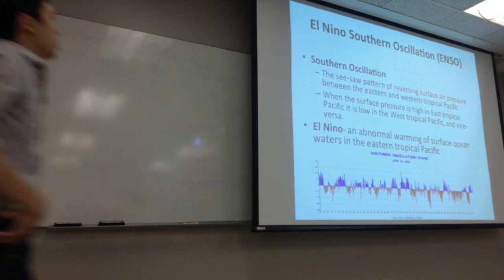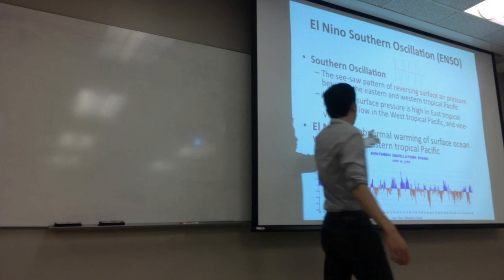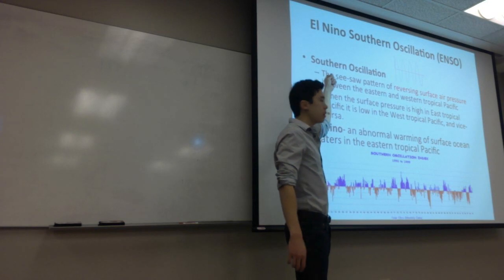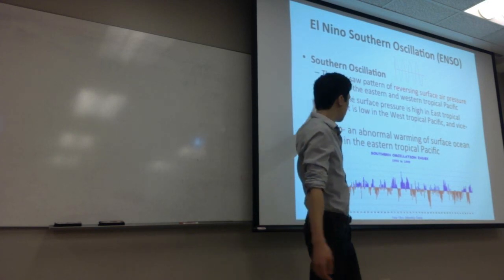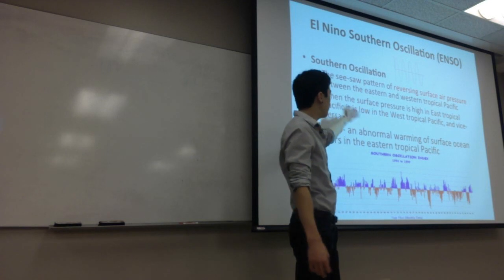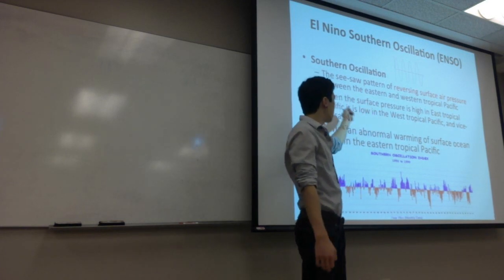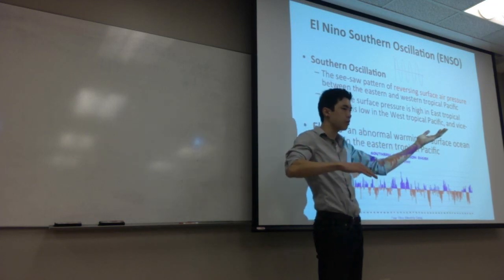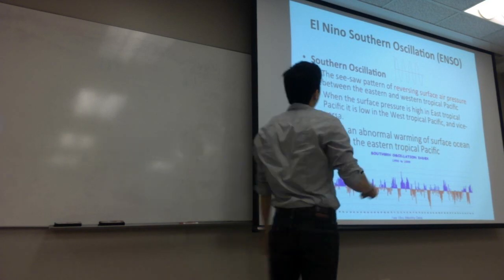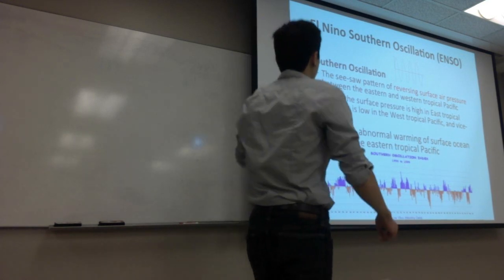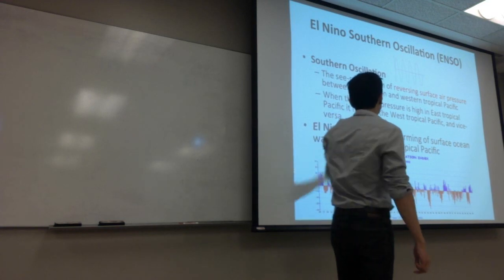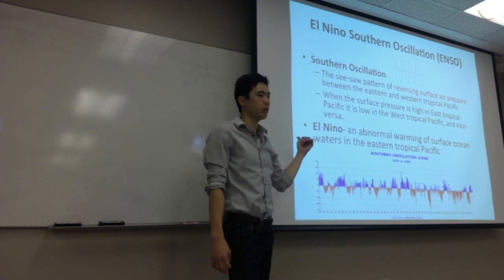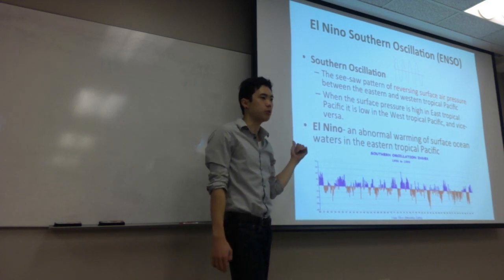All right. So El Nino, in general, it's an abnormal warming of surface ocean waters in the eastern tropical Pacific. It's tied into Southern Oscillation because the Southern Oscillation is basically the seesaw pattern reversing surface air pressure between the eastern and western tropical Pacific. So when one side of the Pacific becomes high pressure, the other side becomes low pressure, and it just seesaws along with El Nino. When the surface pressure is high in the east tropical Pacific, it's low in the west tropical Pacific, and vice versa. Any questions about just what El Nino is in general or Southern Oscillation?